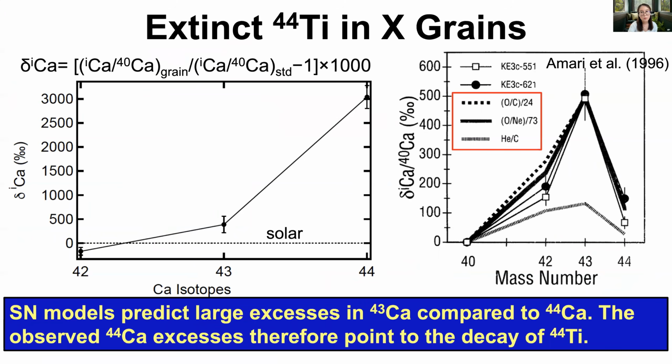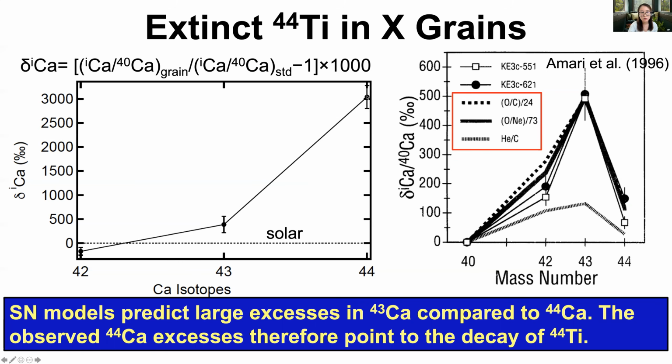Since X grains are more than 4.6 billion years old, even if they incorporated titanium-44, it would have all become calcium-44 because the half-life of titanium-44 is only 60 years. So we need to measure the calcium isotope ratios in the grain to infer the initial presence of titanium-44. And we did observe large titanium-44 excesses in X grains.